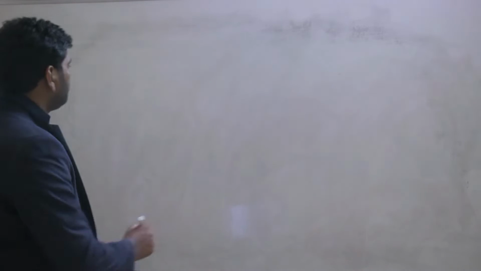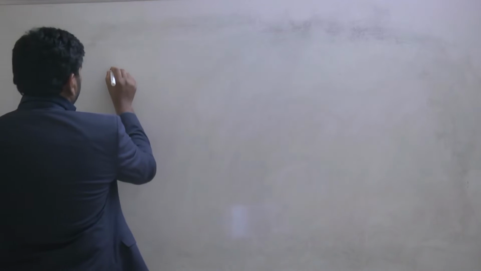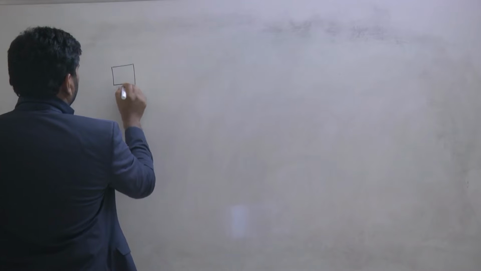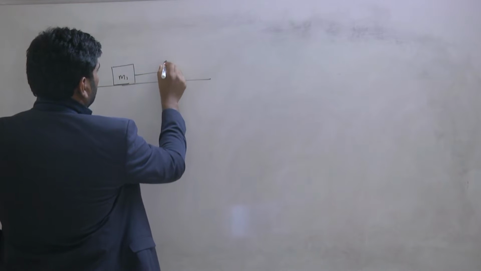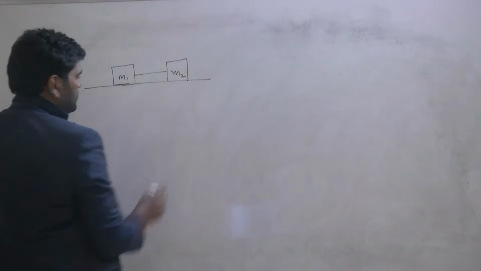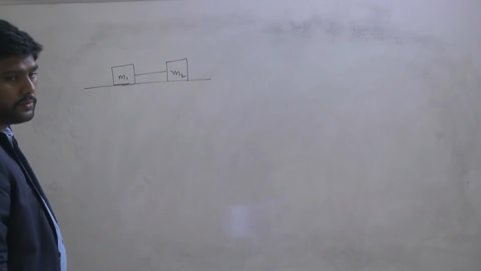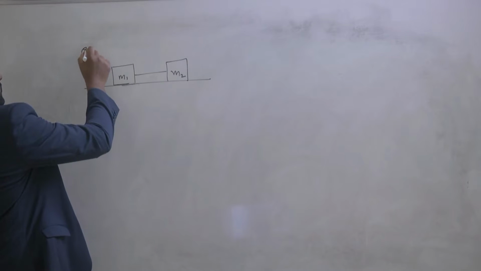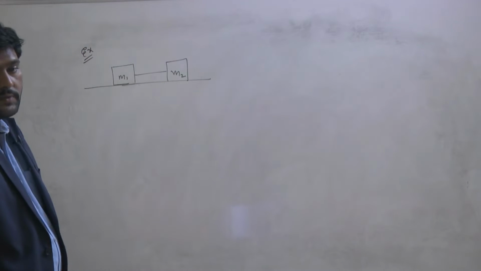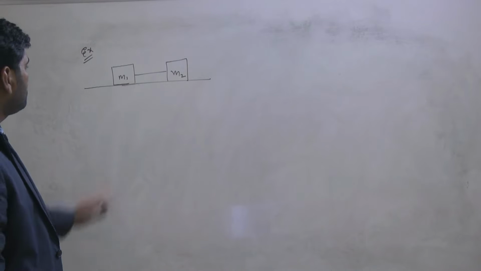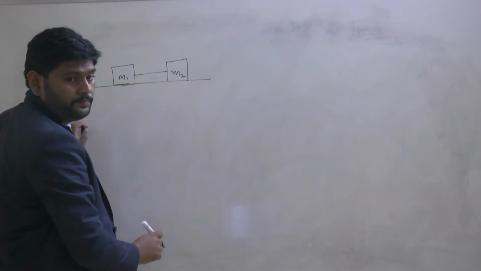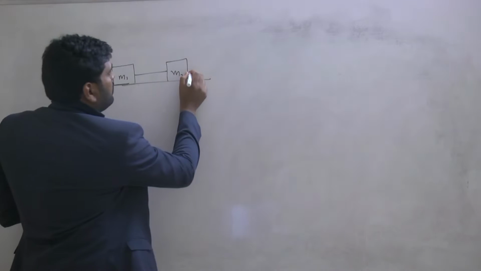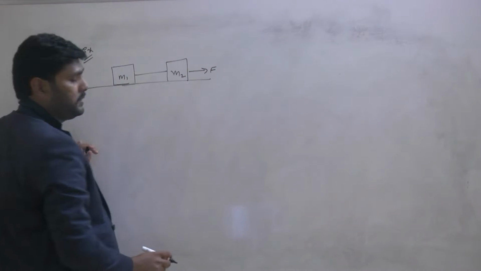Let me take an object. This is object mass 1. This mass is connected to object mass 2. This is one of the example problems. Mass 1 is connected to mass 2 with a string. Now I have applied a force on this body, on M2.